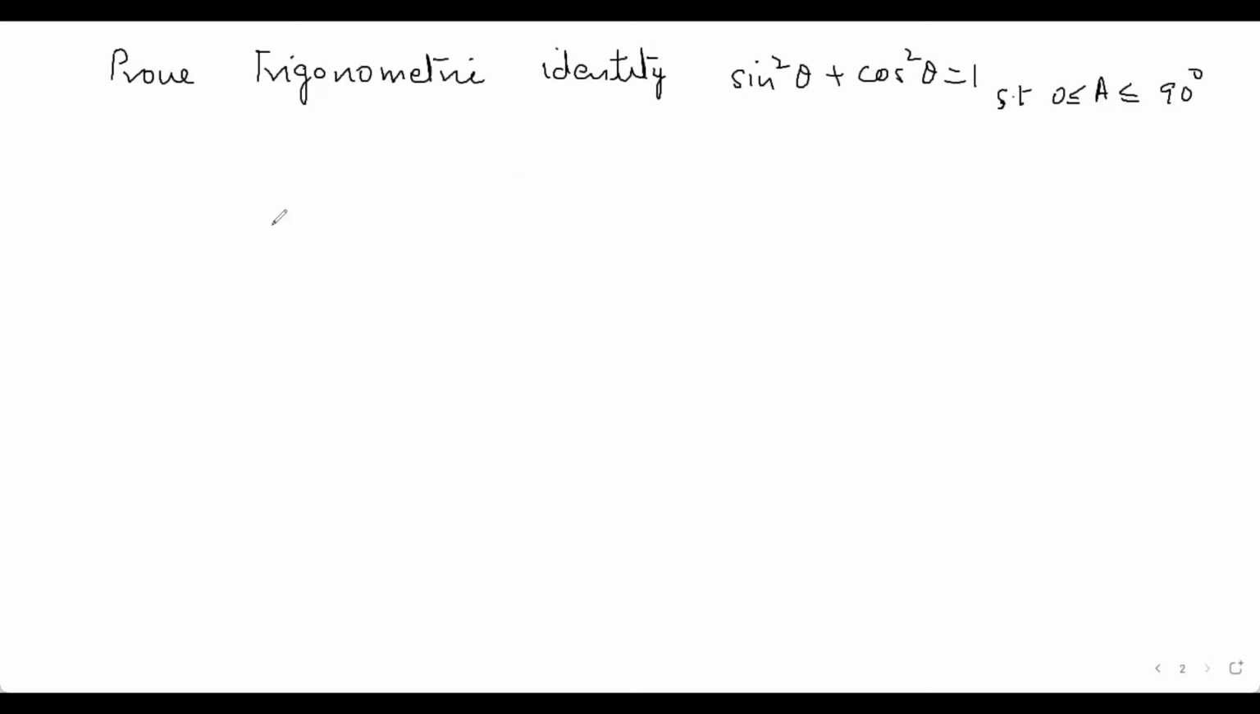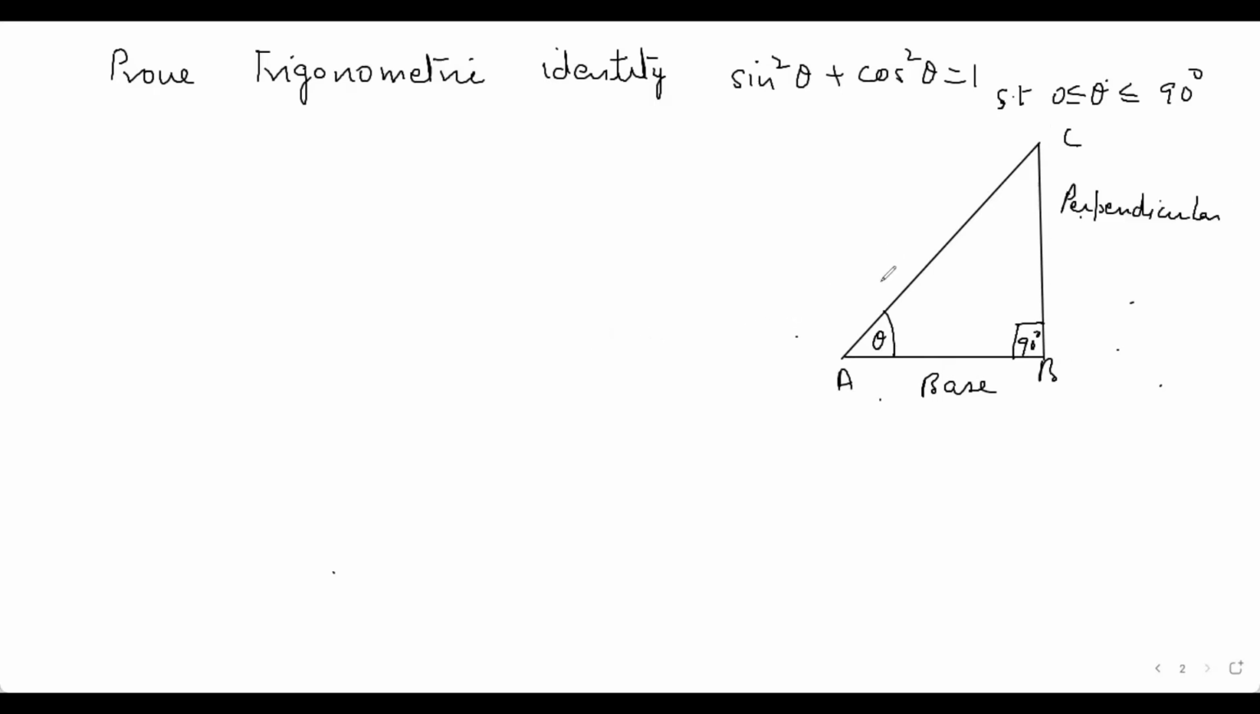Prove trigonometric identity sin square theta plus cos square theta is 1, such that A lies between 0 and 90. I'm going to draw right angle triangle here. This is A, this is B, this is C. This is right angle at B. This is angle theta. Now this is base. This is perpendicular. This is hypotenuse. Now this is right angle triangle.